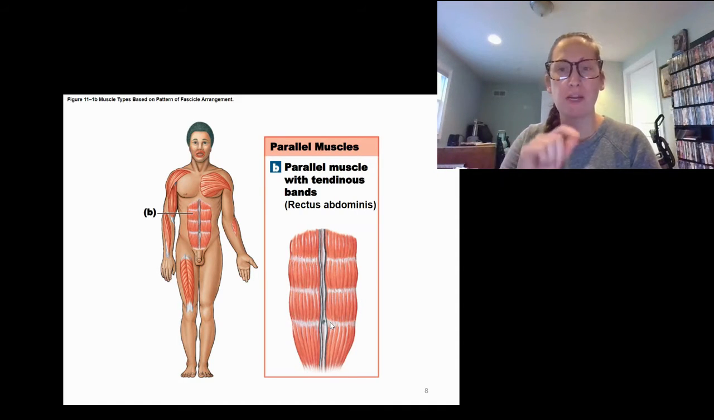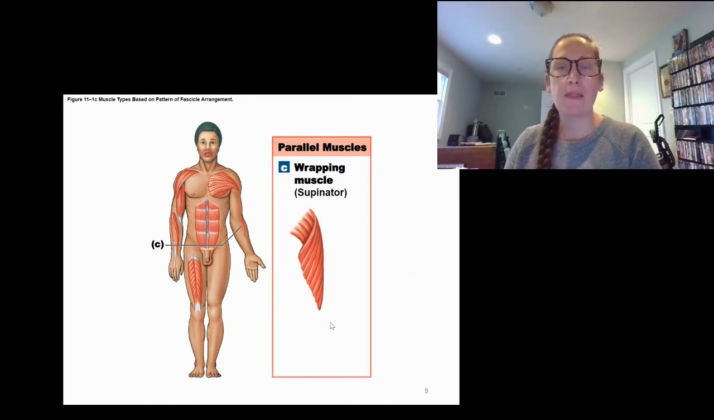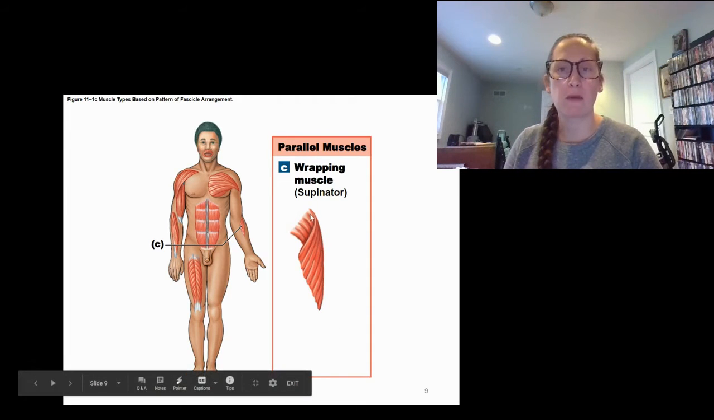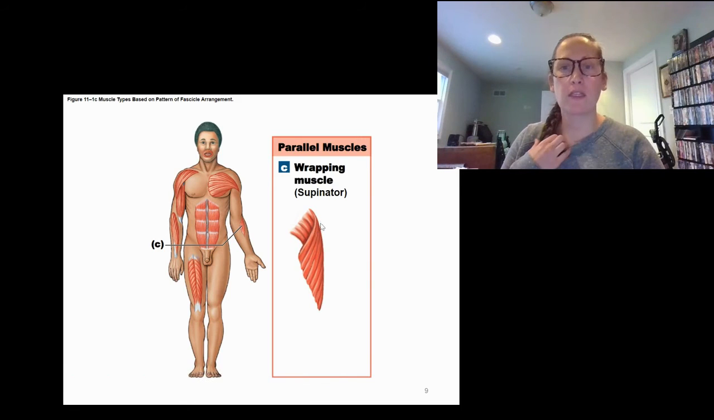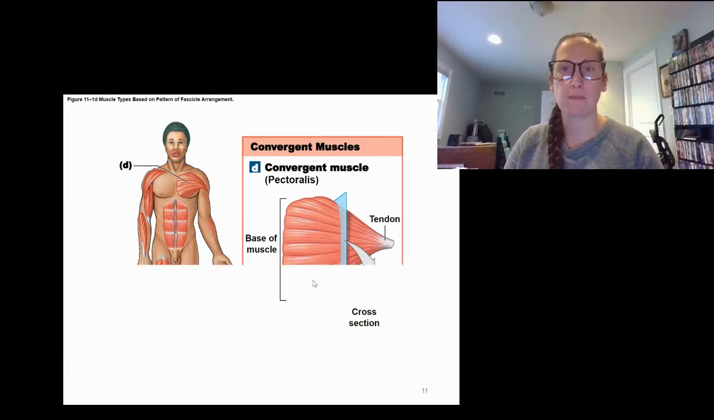So you can also have the parallel fibers with some tendon inside. And then you can also have a parallel fiber that wraps. So we have a muscle in our arm that is called the supinator muscle, responsible for supination. And you can see the parallel arrangement, so these bundles of fiber arranged in these parallel lines.